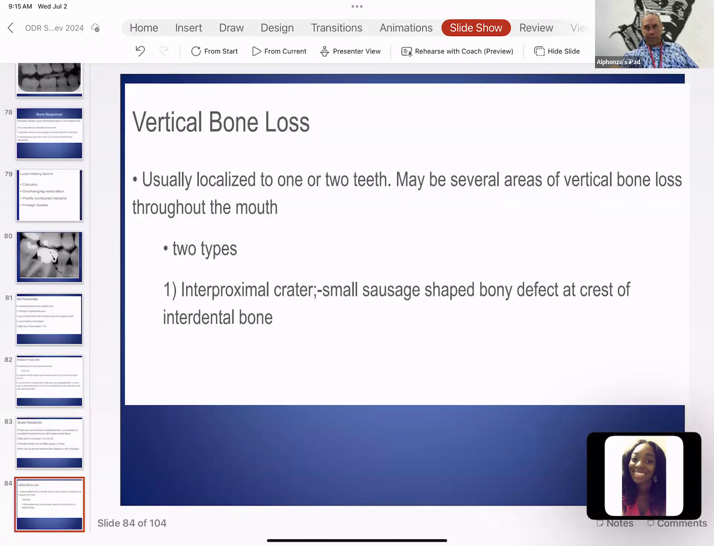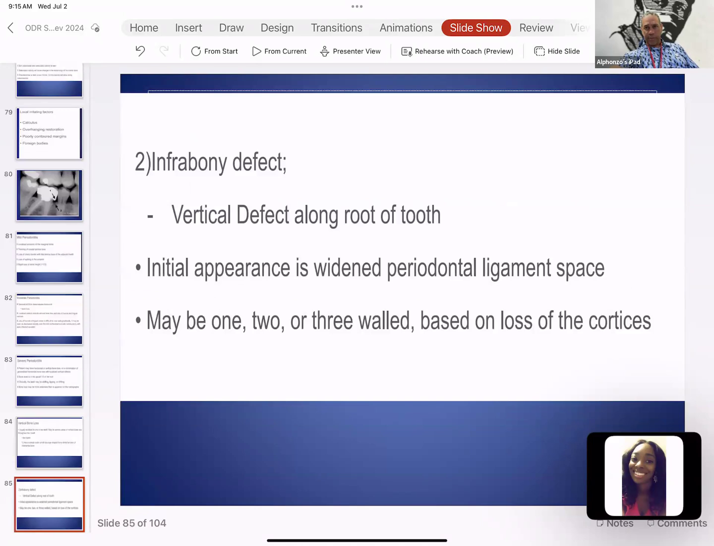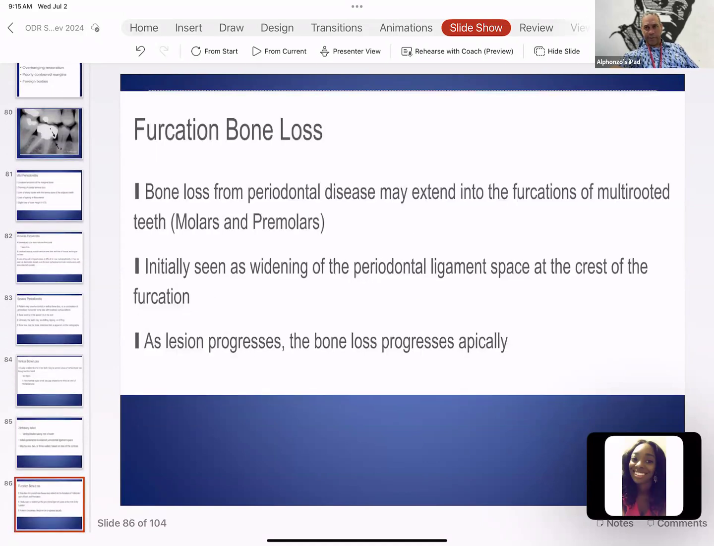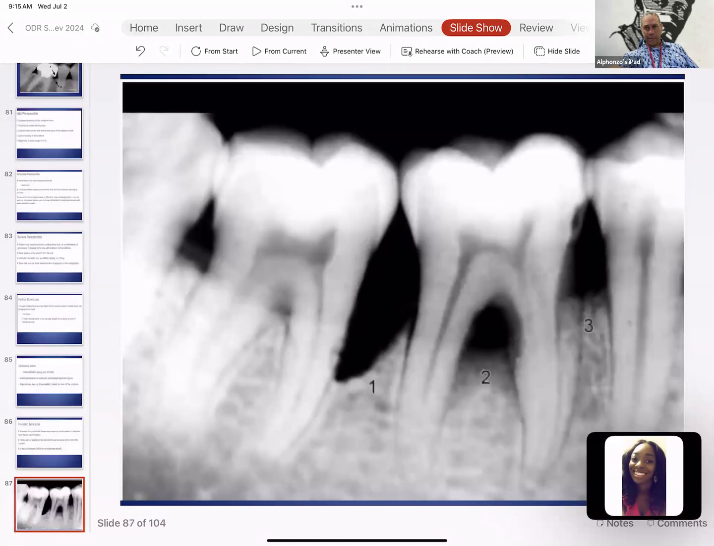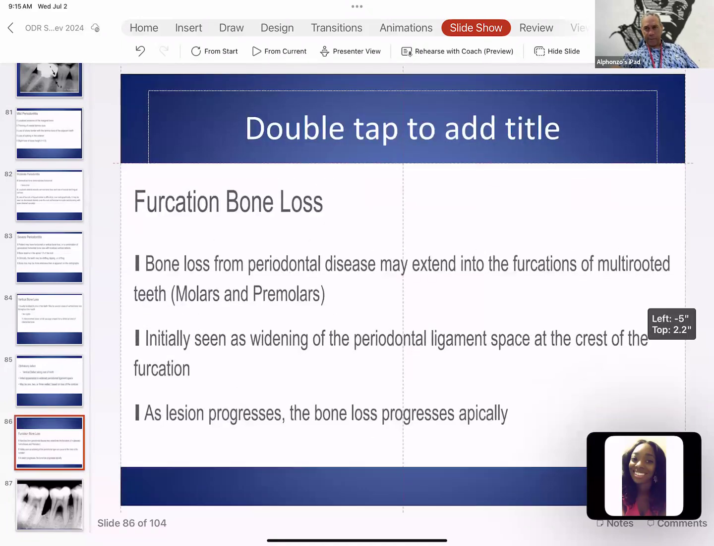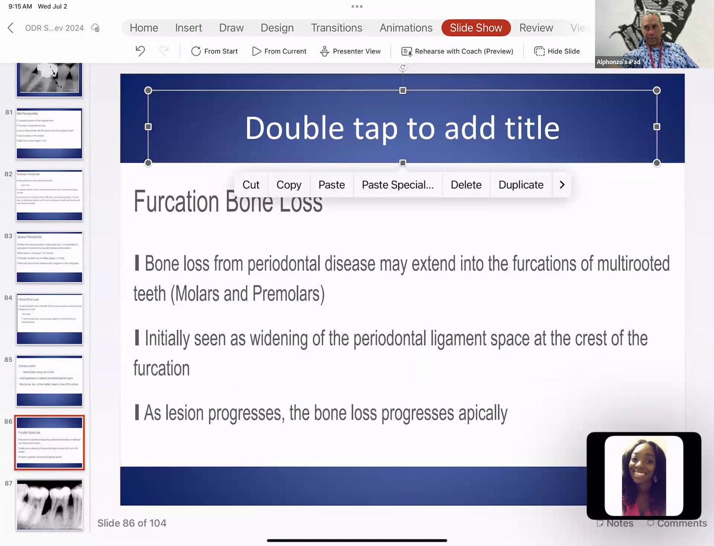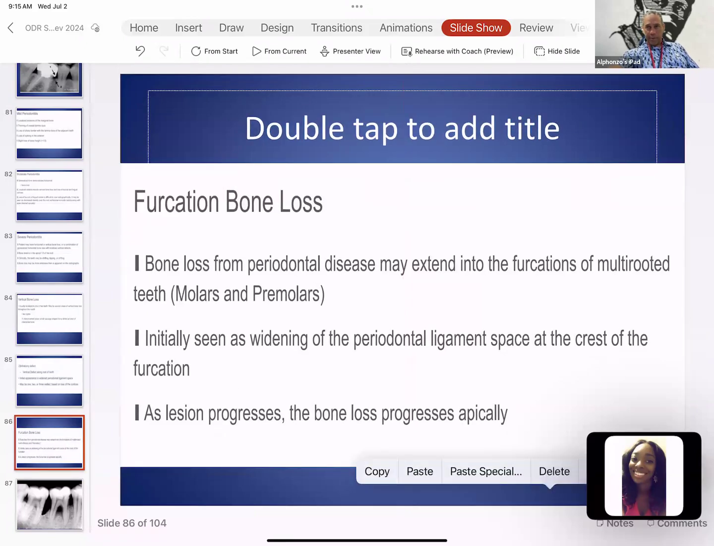Vertical bone loss, you need to know what that is. Infrabony defect, make sure you understand what it is. Furcation bone loss. Here's an example of all three. Number 1 is the vertical, number 2 is the furcation, number 3 is the horizontal bone loss, I guess.